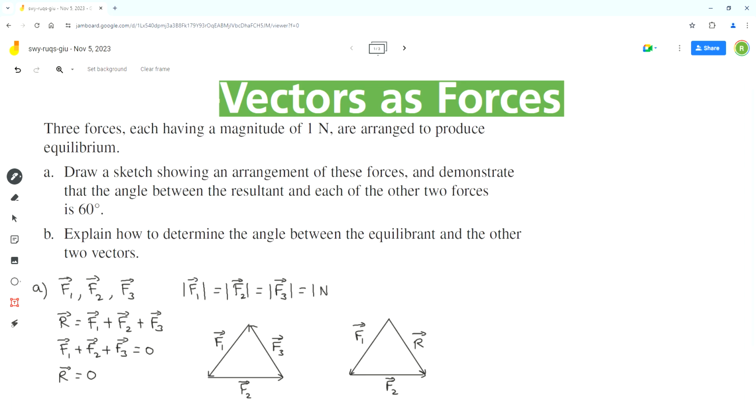So there's a very important concept we need to understand and memorize. Now we have to demonstrate that the angle between the resultant and each of the other two forces is 60 degrees. Now since the magnitude of all of these forces or the side lengths is equal to 1, that means this triangle is an equilateral triangle. Therefore all angles in this triangle are equal to 60 degrees.